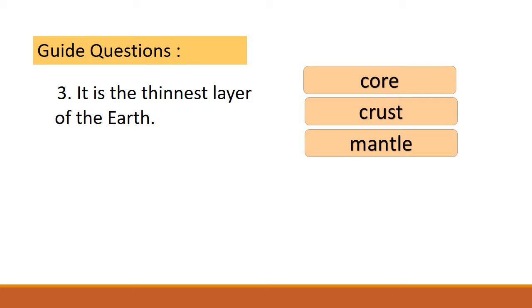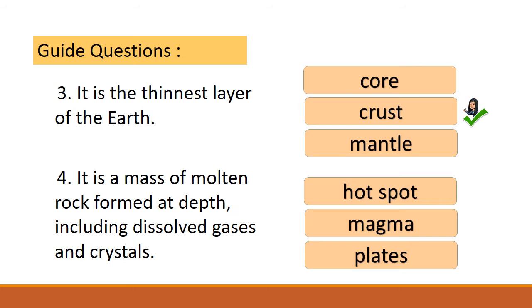Number 3. It is the thinnest layer of the Earth. Core, crust, mantle. What is your answer? Correct. The answer is crust. Number 4. It is a mass of molten rock formed at depth including dissolved gases and crystals. Hotspot, magma, or plates. What is your answer? Very good. It is magma.